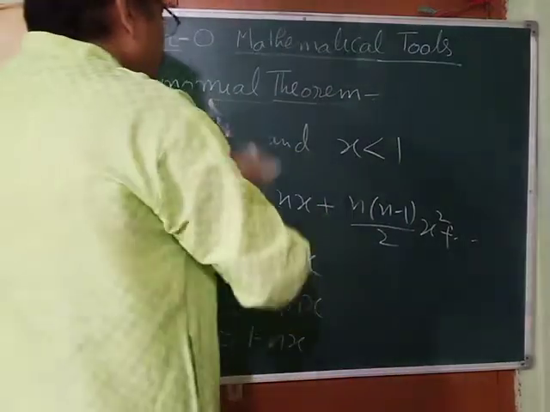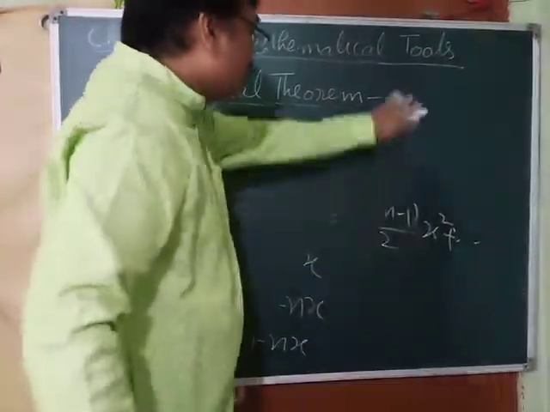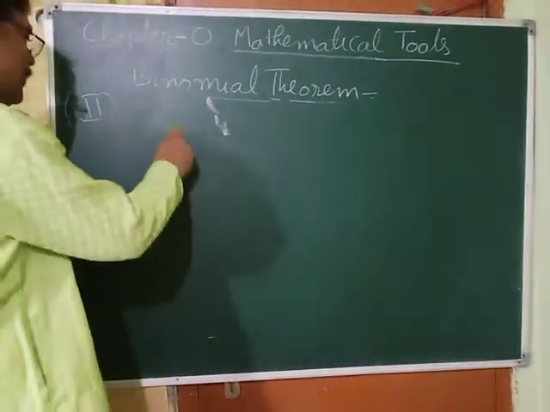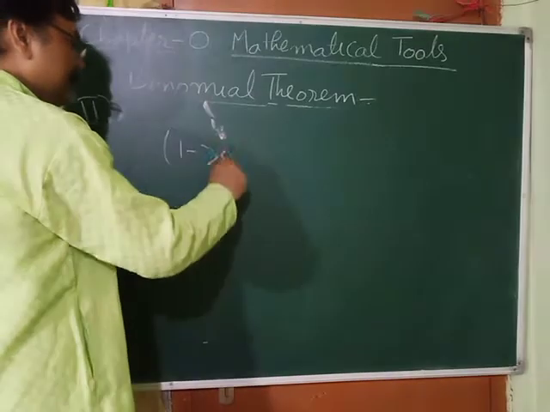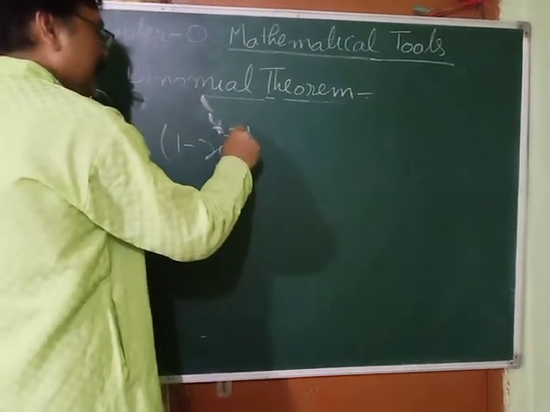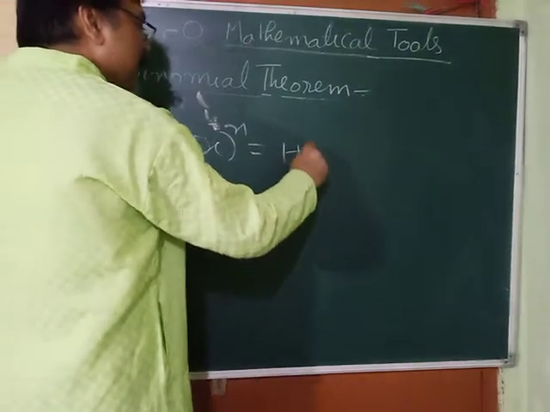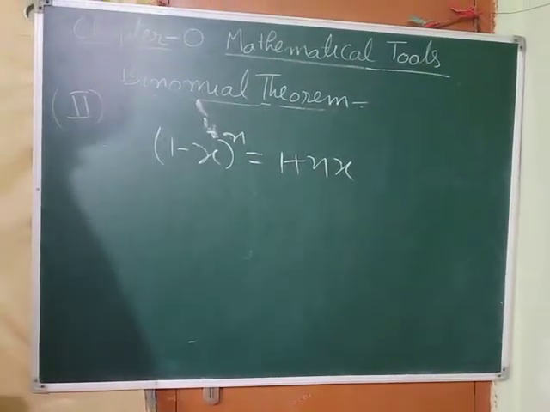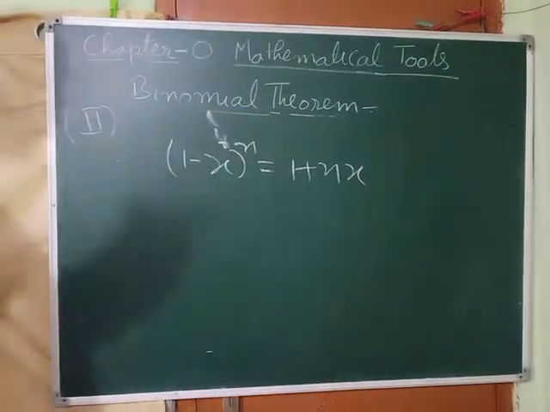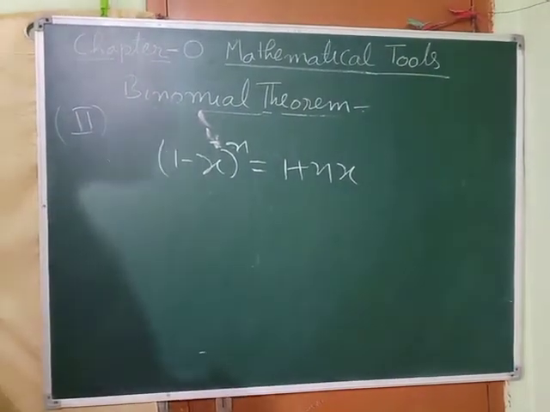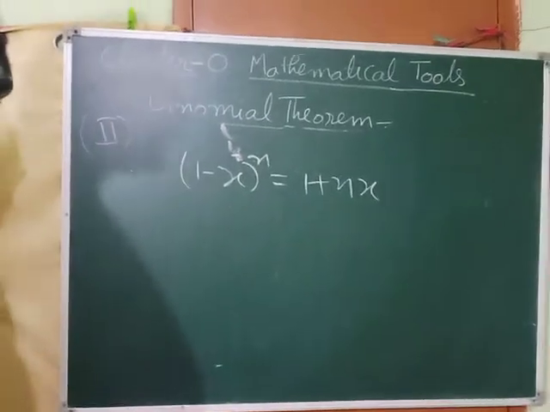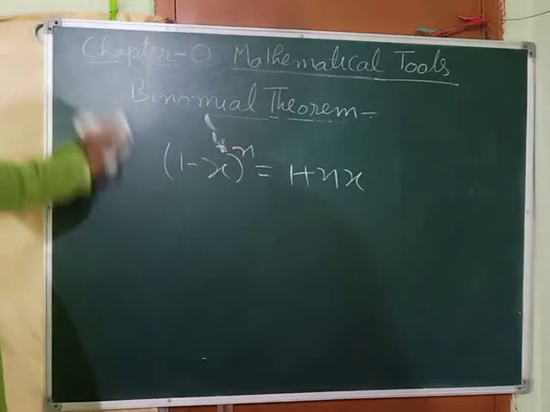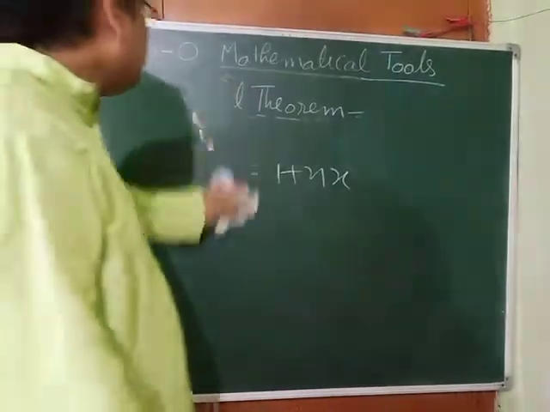But this is the condition, remember. You can apply this formula only where x is less than 1. Otherwise, you cannot apply. If it is 1 minus x raised to the power minus n, then what you will do? 1 plus nx, because minus n into minus x is plus nx. So this part is very much utilized in physics. Where and how, we will come to know when we study the chapter on gravitation. So with this we have finished the binomial theorem part.